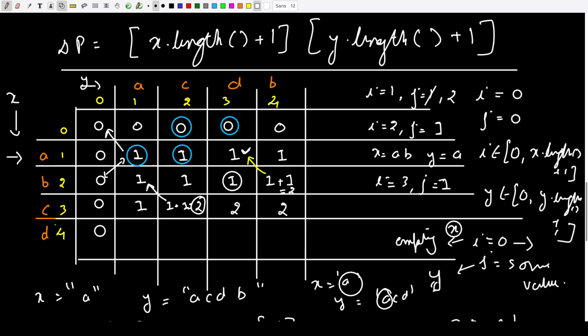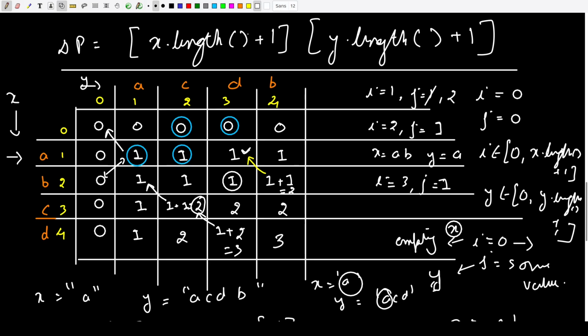Proceeding forward, a and d are not equal, so the LCS is 1. B and c are not equal, so the LCS is 2 over here. D and d are equal, so the LCS will be equal to 1 plus the value in the diagonal, which is equal to 2, which is equal to 3. Now d and b are not equal, so the max between these two values is our LCS, so 3.